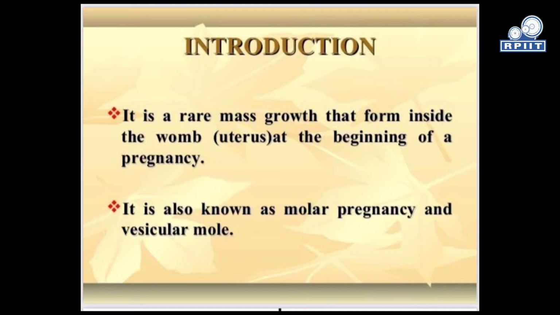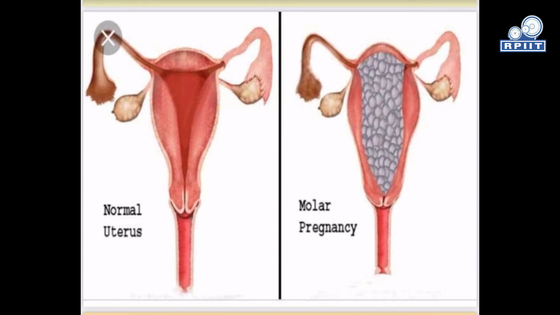Next, introduction of molar pregnancy. It is a rare mass growth that forms inside the womb. Womb means uterus, at the beginning of a pregnancy. It is also known as molar pregnancy and vesicular mole. In our next slide, there are two diagrams. The first diagram indicates a normal uterus and the second diagram a molar pregnancy, because there are some grape-like bunches in the uterus, indicated in gray color.